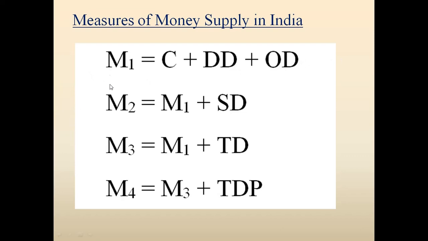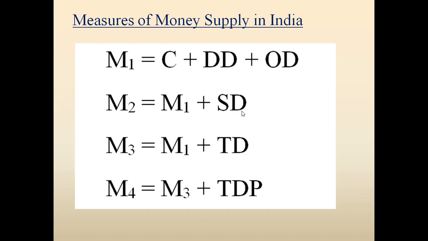Now what is M2? M2 is very simple: M1 plus SD. SD stands for the saving deposits with the post office, not with the commercial bank. In demand deposits, the savings account is already included. But this SD is a very special type, which is with the post office. You must have observed, or you must have a post office saving account, because it provides you a higher rate of interest as compared to the bank. So the people deposit money with the post office.